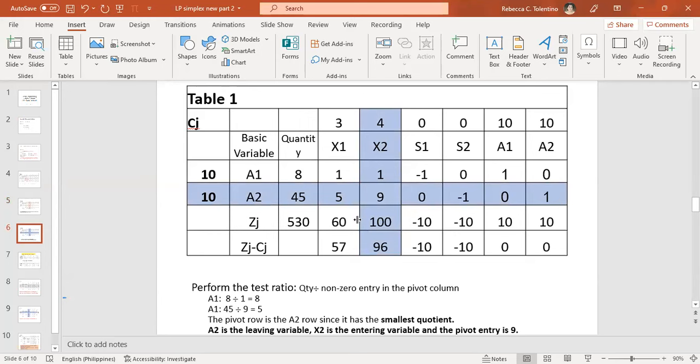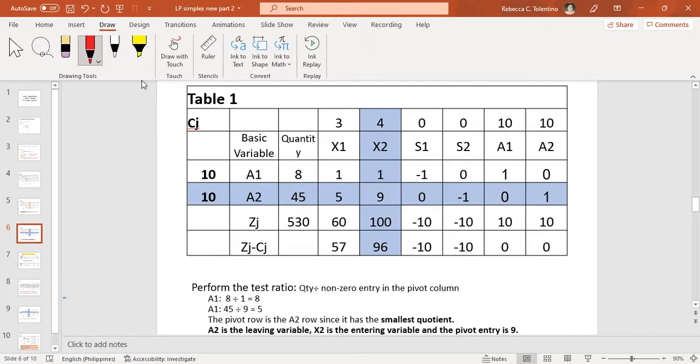In table 2, instead of seeing A2 in this row, you will see x2. Now what will be the new entries for x2? These are the entries in table 2. So how would our table 2 look like? For table 2, itong A2 na to will become x2.